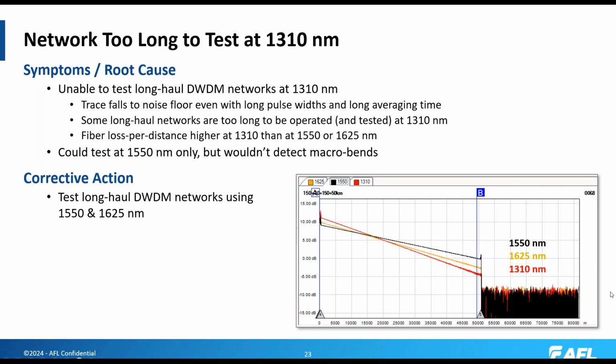And here you see that the trace at 50 kilometers is beginning to get pretty noisy at 1310, but it's less noisy at 1550 and 1625. And again, by testing at 1550 and 1625, now you have a test at a short wavelength and a long wavelength. If you did have a macro bend in it, you would be able to determine that by the difference in the loss at that event at 1550 and 1625.